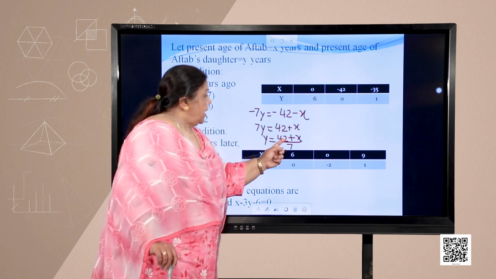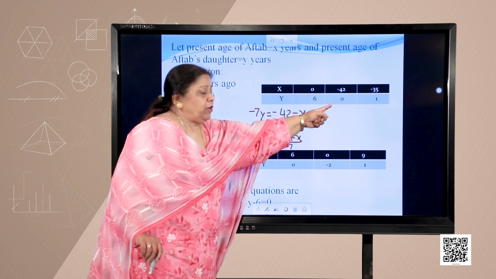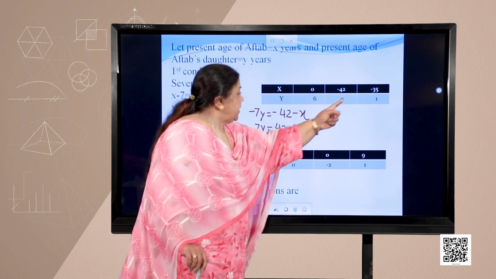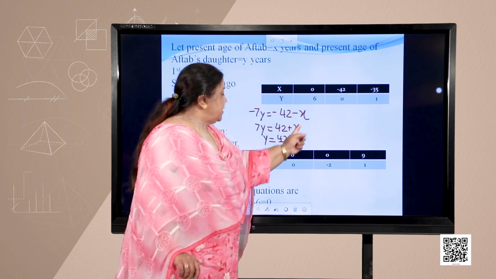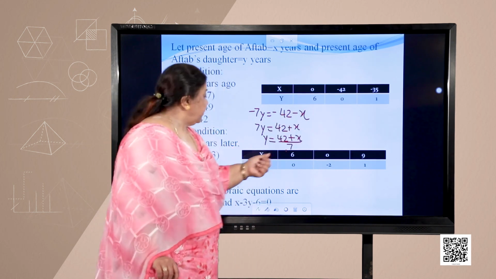Likewise, if I take x as minus 42, 42 minus 42 gives me 0. So the value of y is 0. And if I take the value of x as minus 35, I'll get 7 upon 7, that is 1. So these values we will be plotting on the graph.